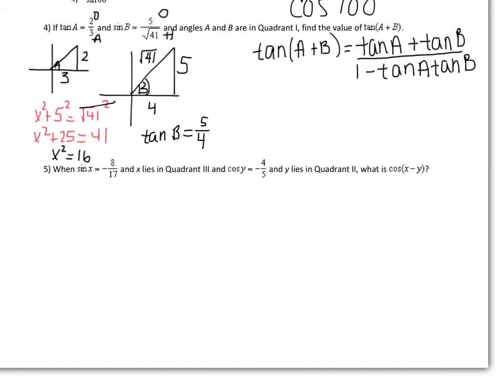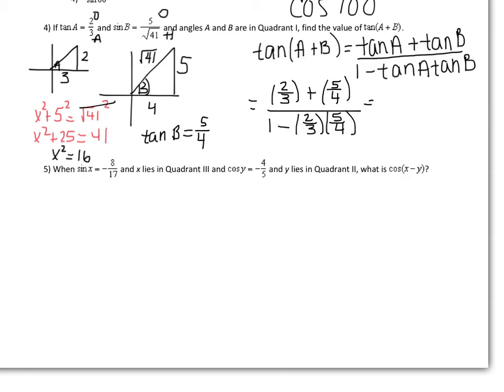So, let's go ahead and plug into the formula now. So we're going to put equals tan A. What's tan A again? Well, they gave that to us. That was 2/3. Plus tan B, which we just found, was 5 over 4. Now, 1 minus tangent of A, which we just did, was 2/3, times tangent of B, 5/4. So how do I put this in the calculator?